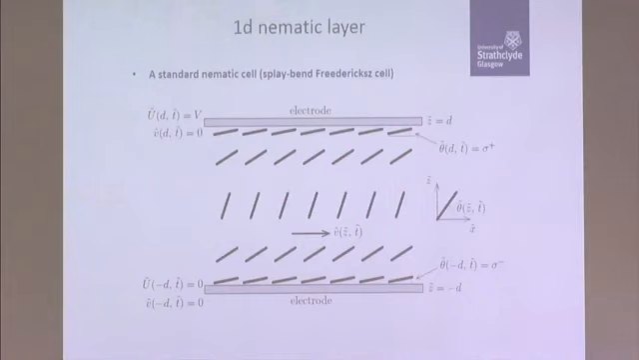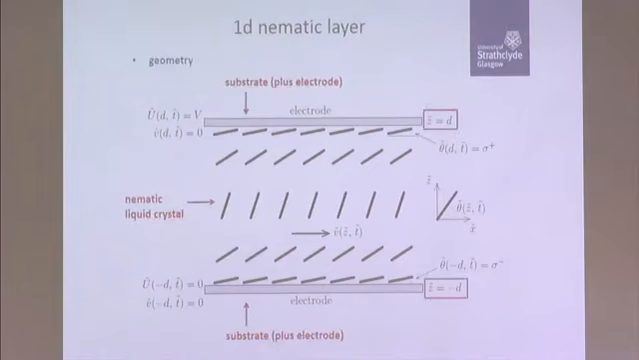So here's a standard nematic cell. You might call it a splay-bend Fréedericksz cell, a really standard setup that was looked at a long, long time ago. This is the kind of thing I'm going to look at here. In terms of geometry, we've got two substrates, normally glass slides or bits of plastic, and often they've got electrodes deposited onto the inner surface. They're flat, and I locate them at Z equals plus D and Z equals minus D. And in the middle, I've got a nematic liquid crystal.